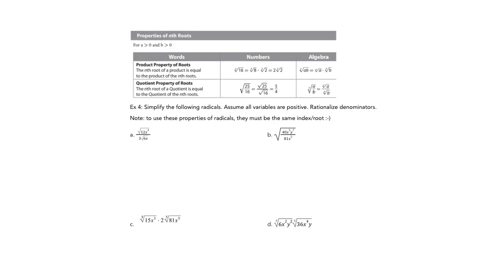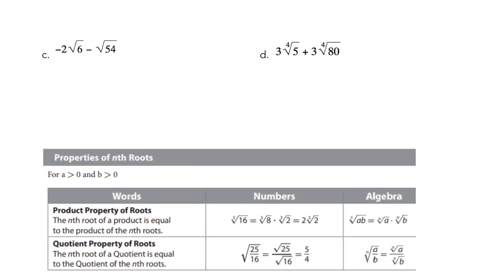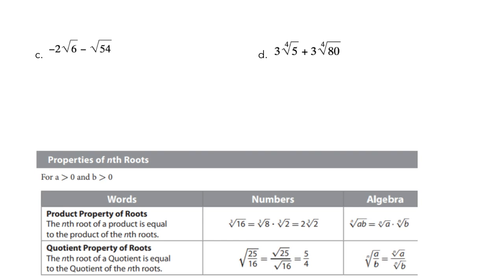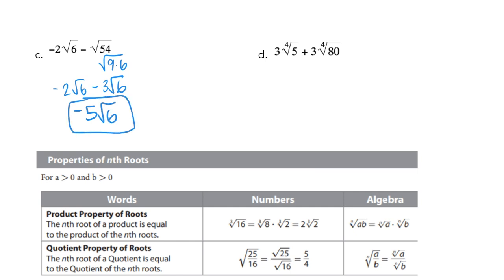I have a couple more at the top for us to go over together. Okay, now for part C, I can't combine these together because they don't have the same root. So I want to see if I can simplify the square root of 54. I know that the square root of 54 is, well, I know it's 9 times 6. And so I've got a negative 2 root 6 minus 3 root 6 if I square root. And then now they have the same root. I can combine them together, negative 5 root 6.